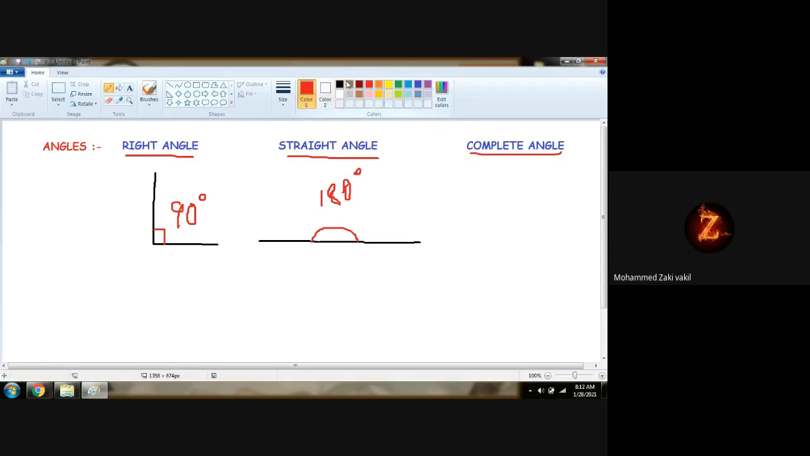360 degree. Very good. Again, I'll go with the same line, and the angle which is formed from here to the whole circle is known as 360 degree. The whole is called a complete angle. 360 degree means it is complete angle. Understood, boys? Anybody has any doubt with this?